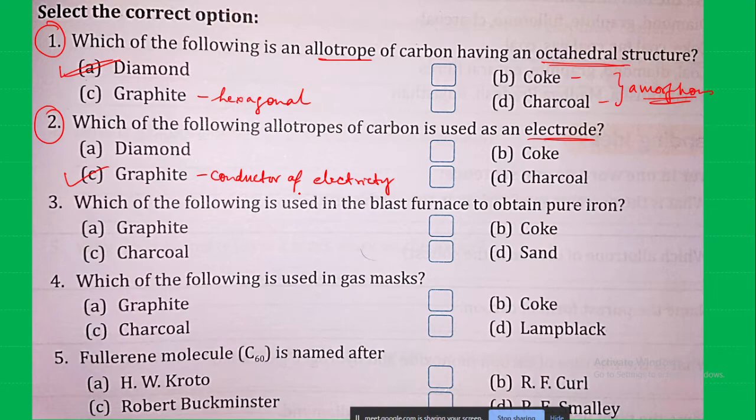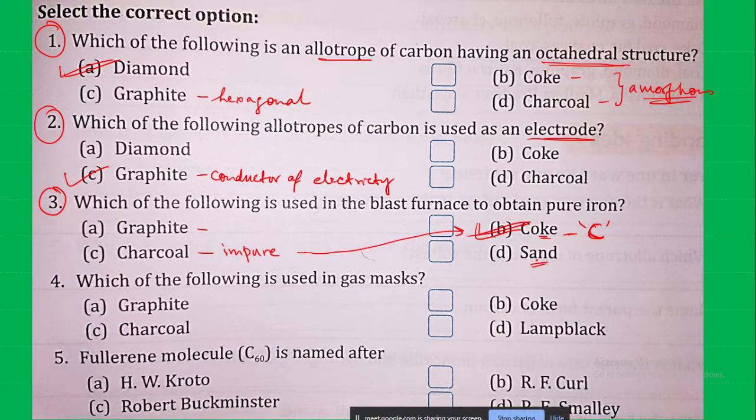Comparatively, if you go for graphite, graphite is expensive, and also graphite is very light. Its density is comparatively low. Sand, of course, is not going to serve the purpose. We need the carbon to make carbon dioxide, and then carbon monoxide, which will reduce the iron.